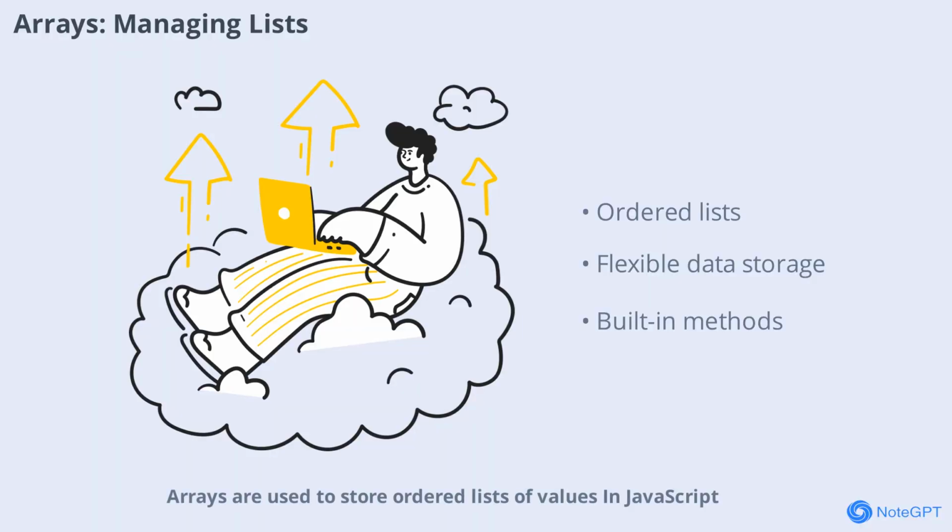Arrays are used to store ordered lists of values. In JavaScript, arrays can hold any data type, including numbers, strings, objects, and even other arrays. You can access elements by their index, loop through arrays, and use built-in methods to add, remove, or modify items. Arrays are essential for managing collections of data, such as lists of users or products. Mastering arrays will help you handle data efficiently and build more dynamic applications.